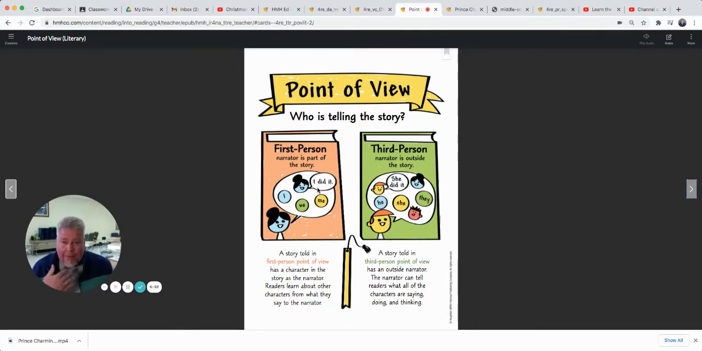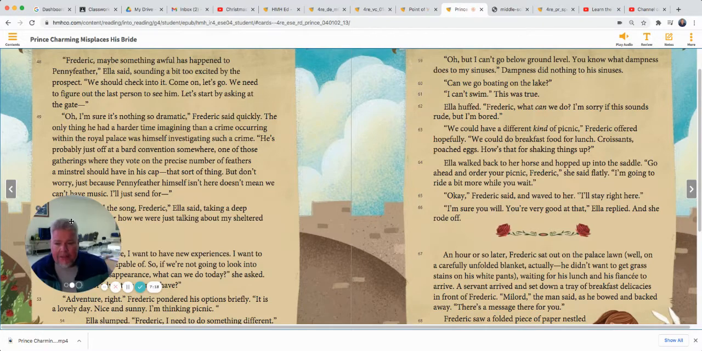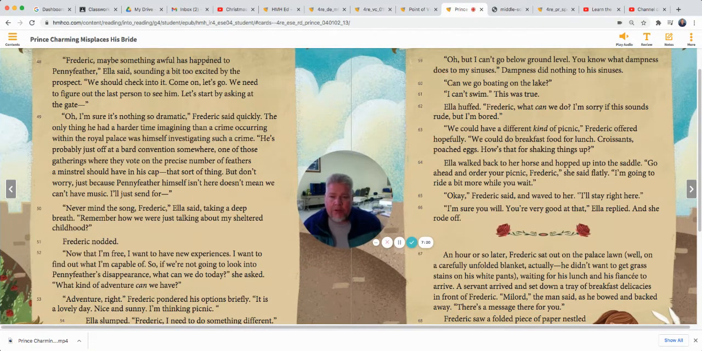Talking about I and me, like the person in the story would be in first person, but in third person, the narrator is outside of the story. They're telling about the characters. She did it. He, she, they. A story told in third person point of view has an outside narrator. The narrator can tell readers what all the characters are saying, doing, and thinking. First person, third person. Let's take a look at a page in our story for the week. And let's decide if our story is first person or third person.